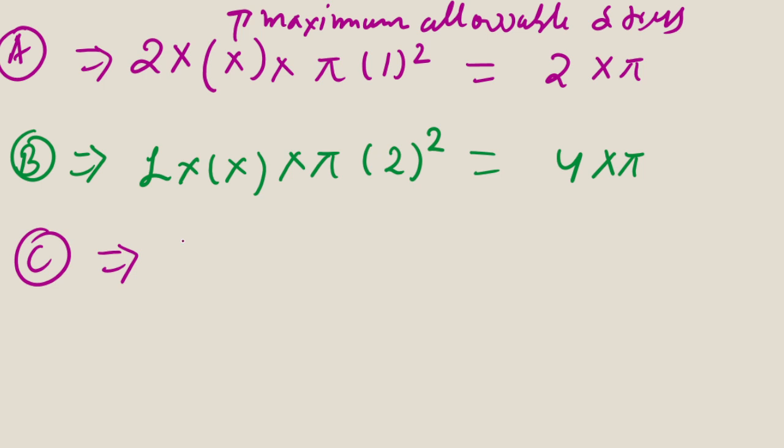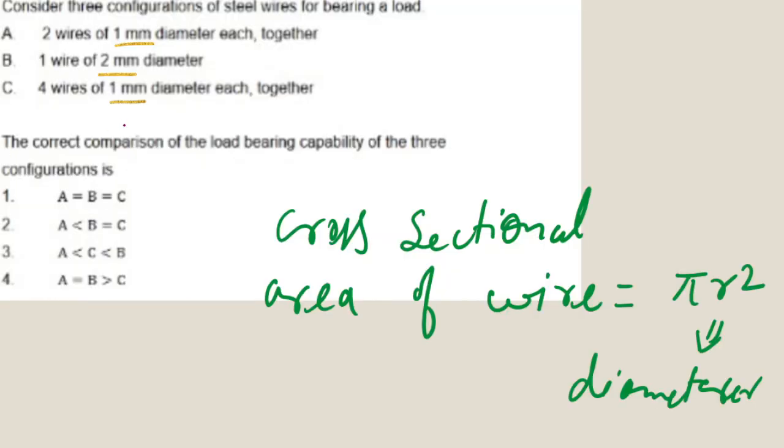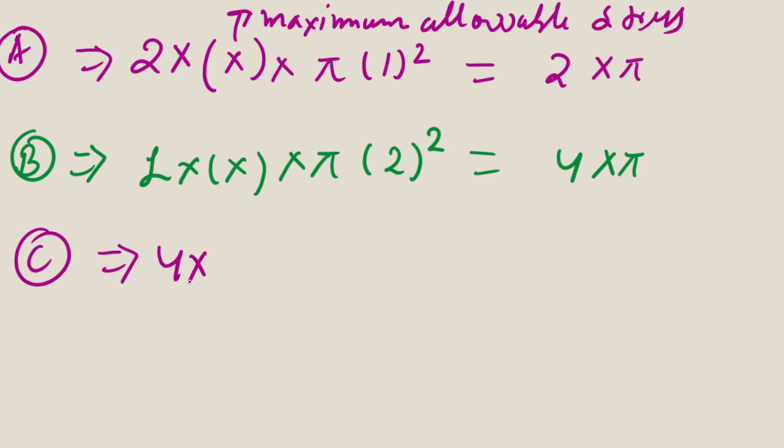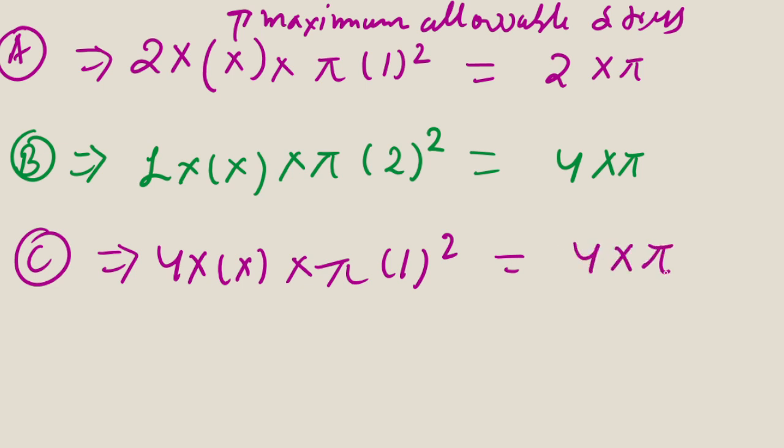Now for option C, it is four wires of 1 millimeter. So 4 into x into pi into 1 square. So again we will get the same 4x pi.